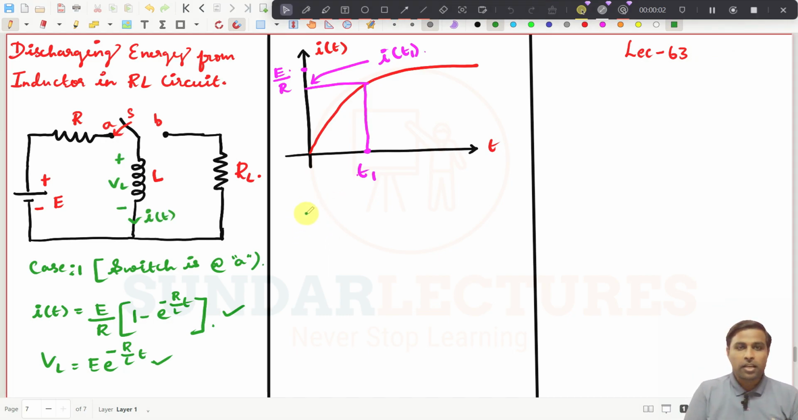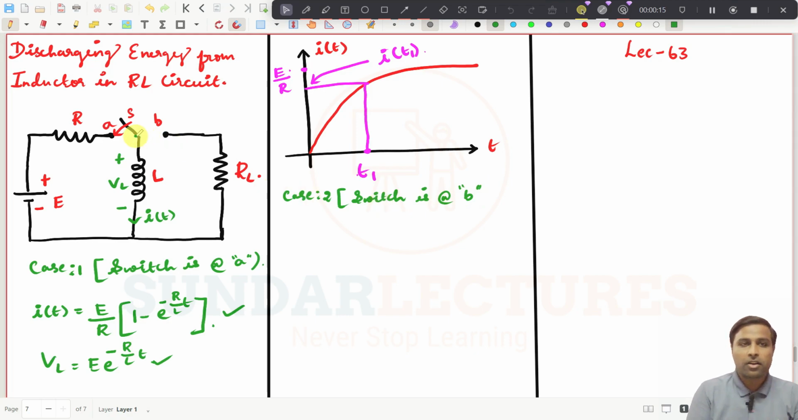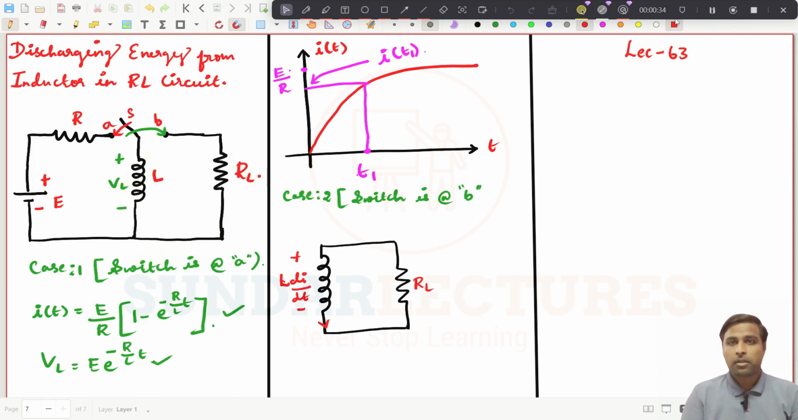Now you see we are going to take case number 2. The switch is now connected to position B. Now we are just moving this switch to B in no time, right? So now what will happen? Now this inductor will be connected with the resistor, right? So I will draw the diagram here. Now you see I have just drawn the diagram. This is the connection after the switch is connected to point B.